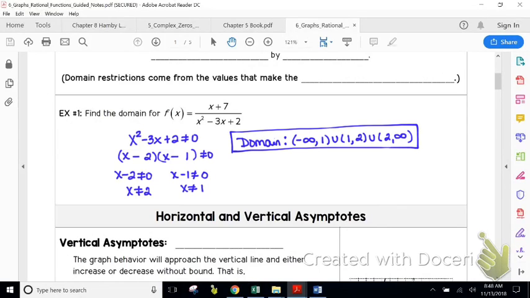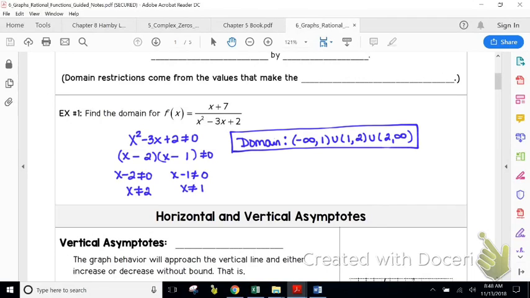Now, what did we say would cause that restriction? What can be happening at that 2 and that 1? There's two things that could happen. Yeah, it could be a vertical asymptote or it could be a hole. All right, yeah, a gap. Okay, we call it a hole.